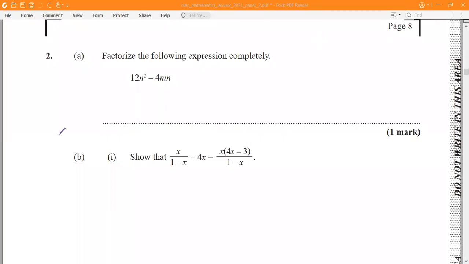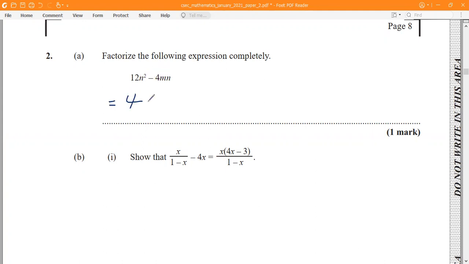Good day, everyone. We are working out number 2 in January CSEC Maths 2021. This is the algebra question here. We are asked to factorize the following expression completely: 12n squared minus 4mn. We take out the HCF.